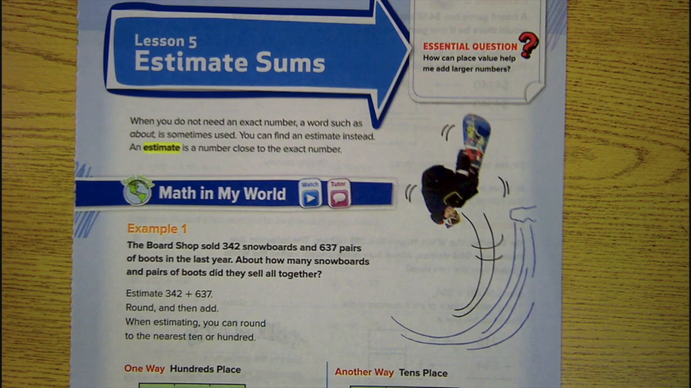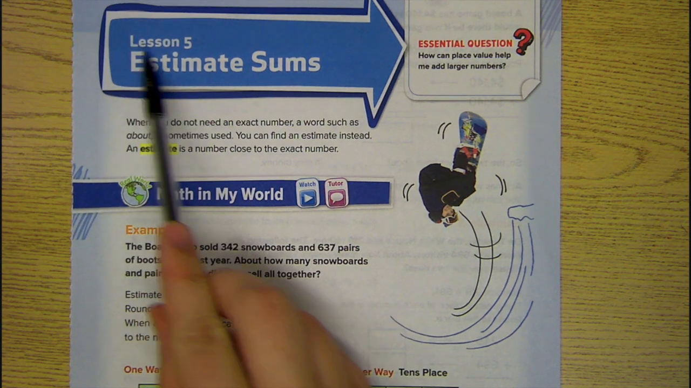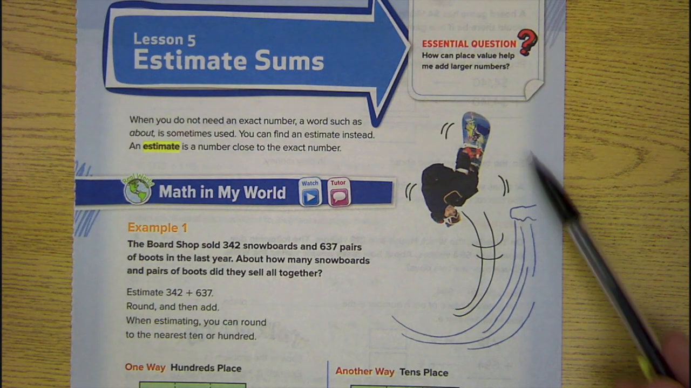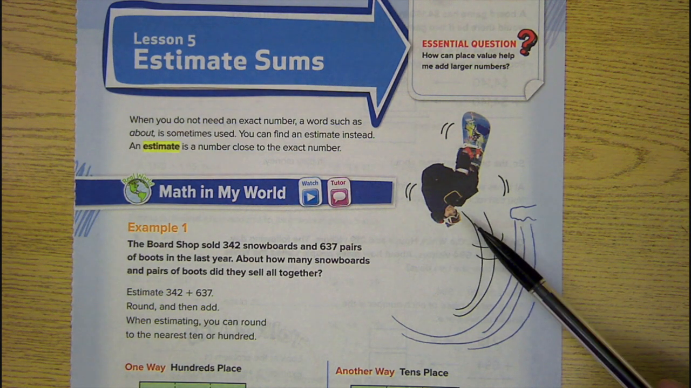Hey everyone, today's lesson is lesson 5, estimate sums. If you have the right worksheet, if you have the worksheet with the snowboarder on the front.